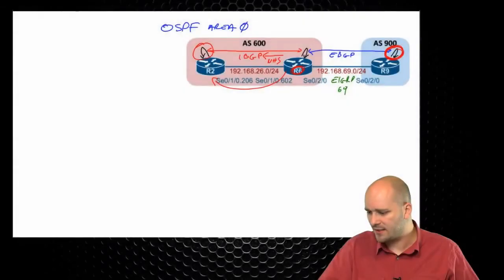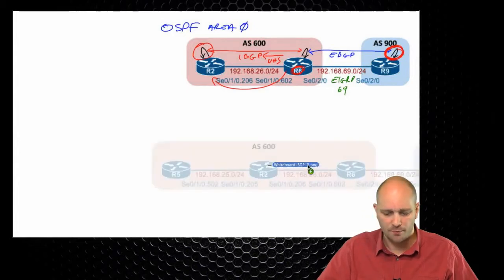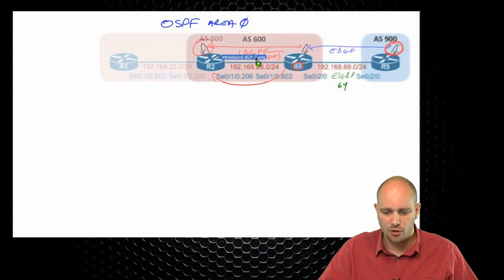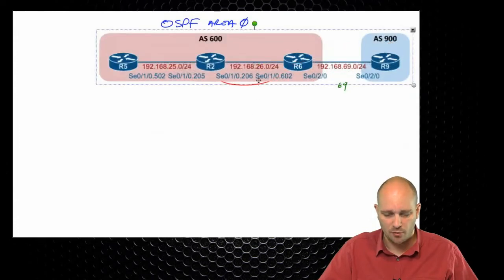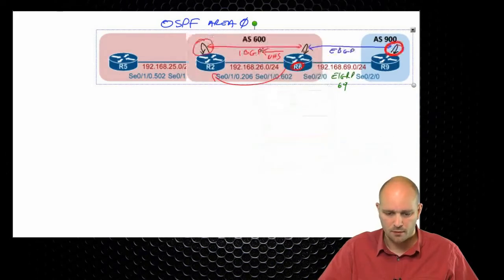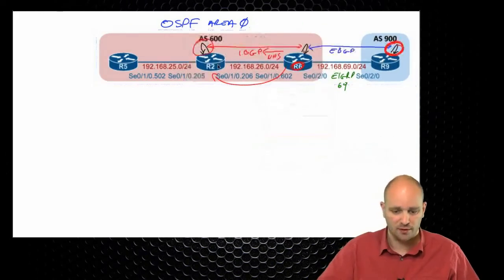What I'm going to do next is I want to add another router here in my AS600. So this is going to be the network that I will be running now. So let's do that magic again. So this one goes away, thank you very much.